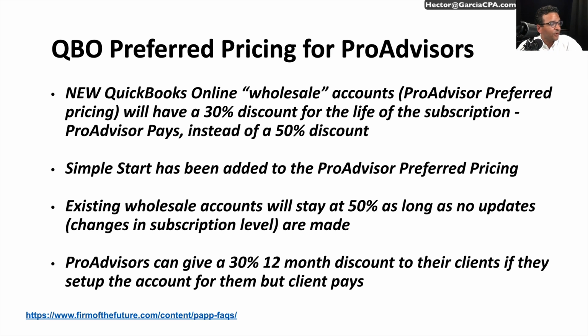In addition to that, Pro Advisors can choose to give their clients a 30% 12-month discount if they set up the client's account for them but set it up as a client direct bill. Then the Pro Advisor doesn't have to pay for the account. Intuit charges the client directly, and the client gets 30% off for 12 months. So those are the two major changes: the price changes and the wholesale price changes.